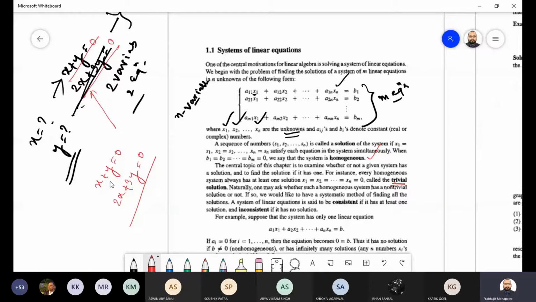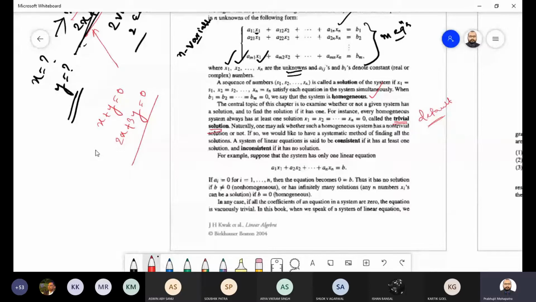It is called the trivial solution, or the default solution. By default it will be 0, 0. You may have other solutions also, but if you put x value and y value as 0, that is called the trivial solution.